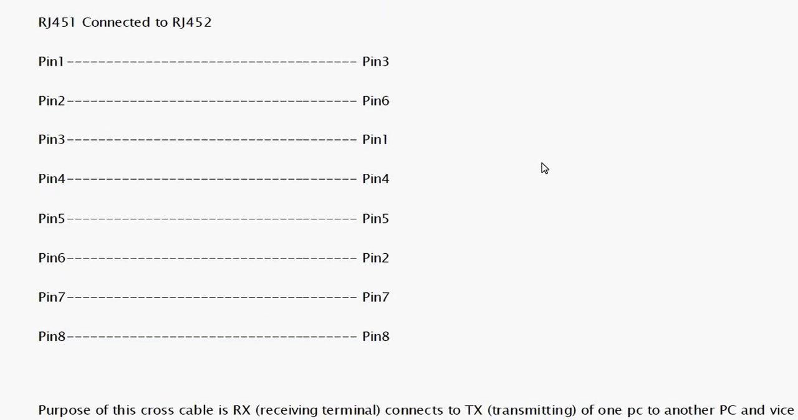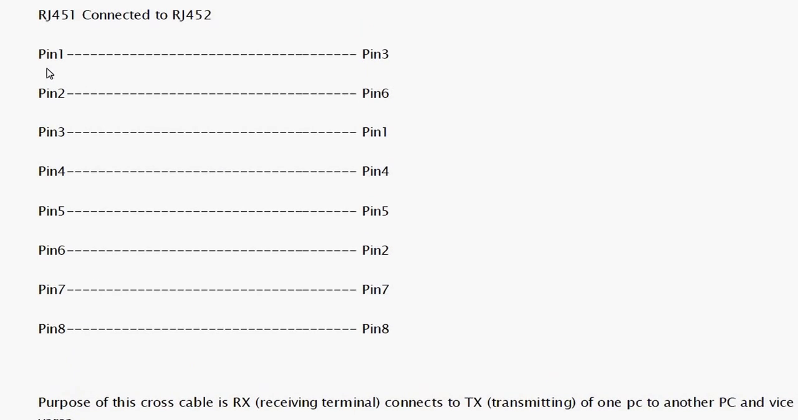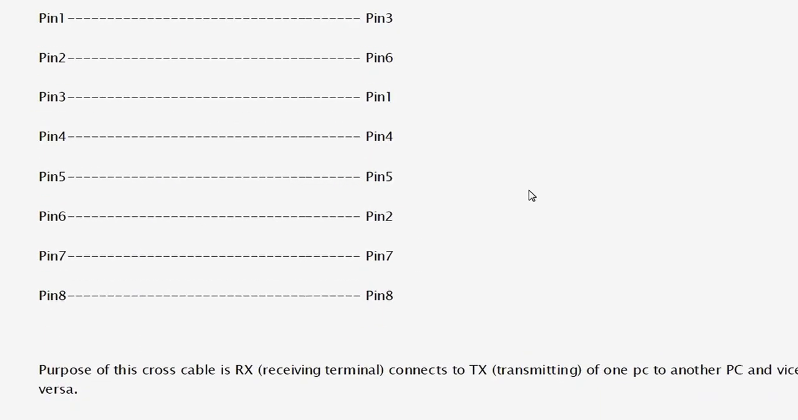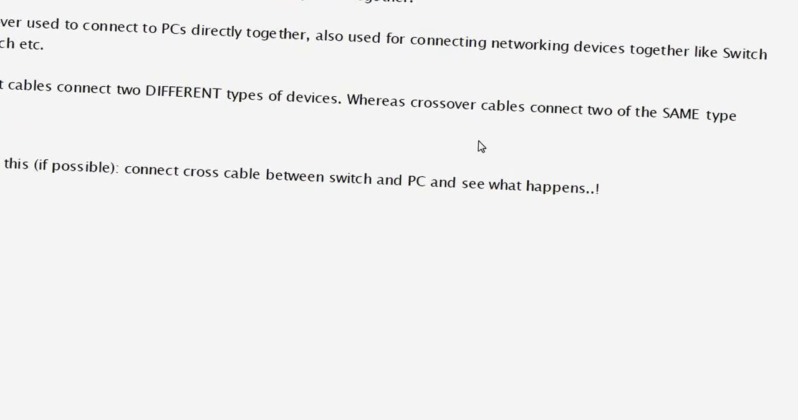But in the case of a cross cable, pin 1 is connected to pin 3 of the other end, pin 2 is crossed over with pin 6, pin 3 is crossed over with pin 1, pins 4 and 5 are directly connected, pin 6 is crossed over with pin 2, and pins 7 and 8 are directly connected. So in this way a crossover cable is formed.